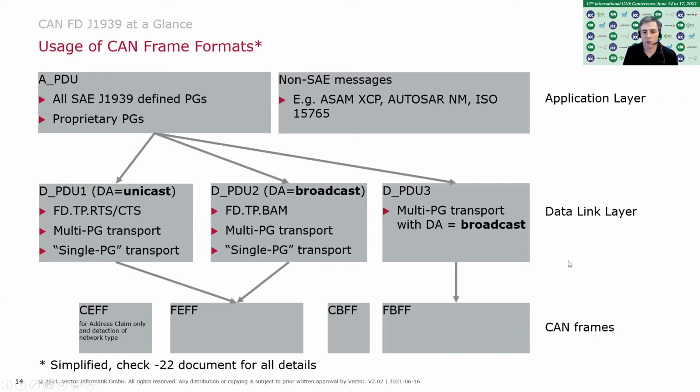If you are going to use 11-bit CAN FD identifiers, then your application PDU must be mapped to a data link PDU 3, and this data link PDU 3 will be transmitted with an 11-bit CAN ID. And so you can mix the systems, so you can use both in parallel.